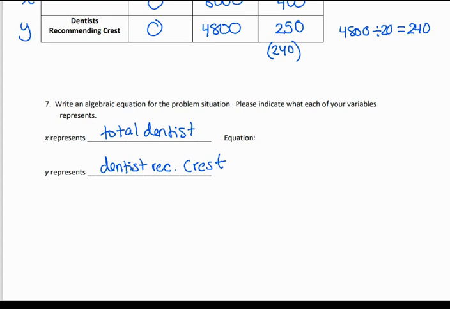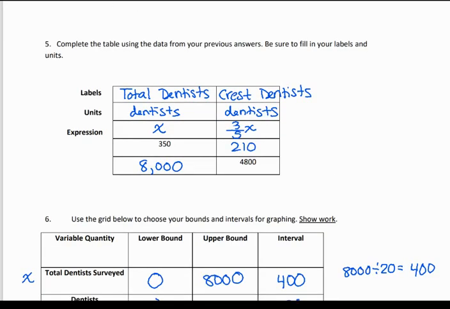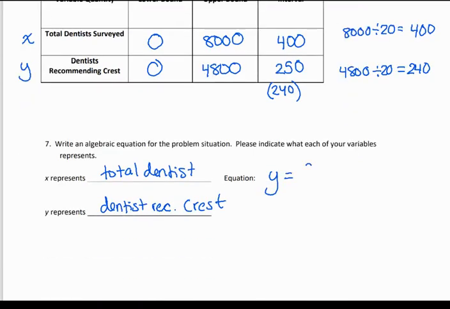Now my equation. This is sometimes people forget this part. I don't know why. I think you don't see it or something. But my equation is always going to be y equals, and it's going to literally come from the expression we had. I'm going to star it up here in question 5. What did that expression say? Y equals 3/5 x. Exactly. So I'm going to have 3/5 x right there.